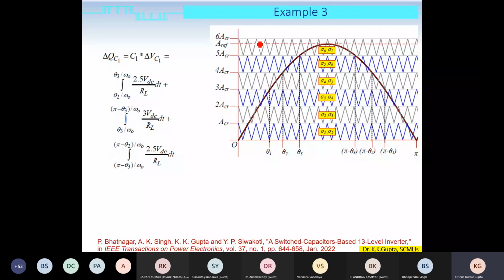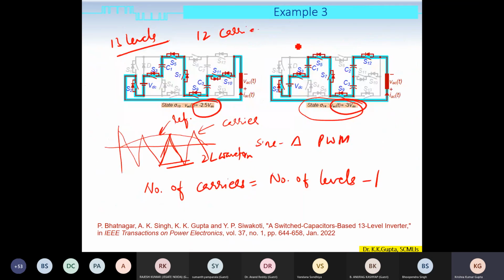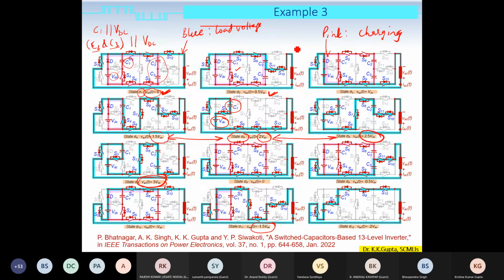So what I have done here is I have again shown the positive half cycle and the states which are to be used. Okay, now if you go back to the description of states, you see that for the state sigma 5, the capacitors are not getting charged. For state sigma 6, there is no pink waveform, so none of the capacitors is getting charged. For the state sigma 7, where we are getting 3 VDC, here also the capacitors do not have opportunity to get charged. So what are the worst case scenarios?